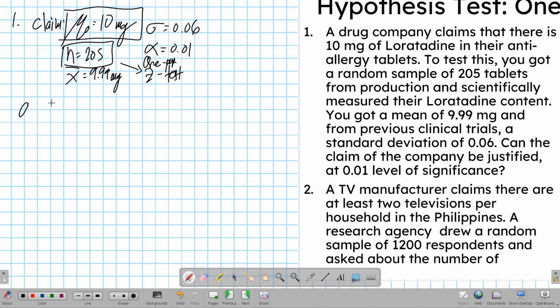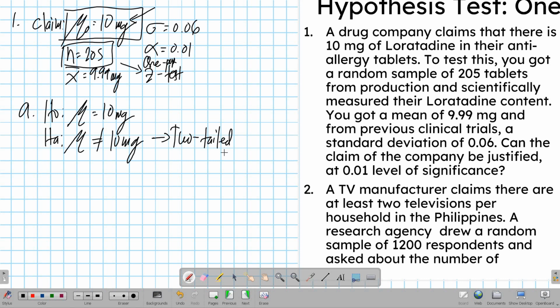So, we know this is the claim. Therefore, for our step 1, which is writing the H0, the HA, and the direction, this becomes our H0, that the mean is equal to 10 milligrams. The population mean is actually equal to 10 milligrams. And since the claim is just saying it's equal, it doesn't say it's higher or lower, then the alternative hypothesis will be that the mean is not equal to 10 milligrams, making the direction a two-tailed test because it just says not equal.